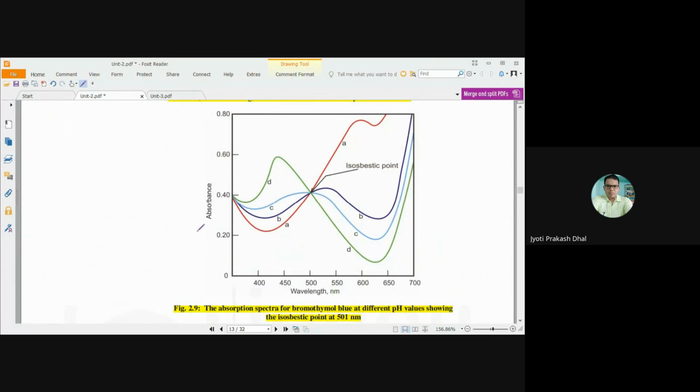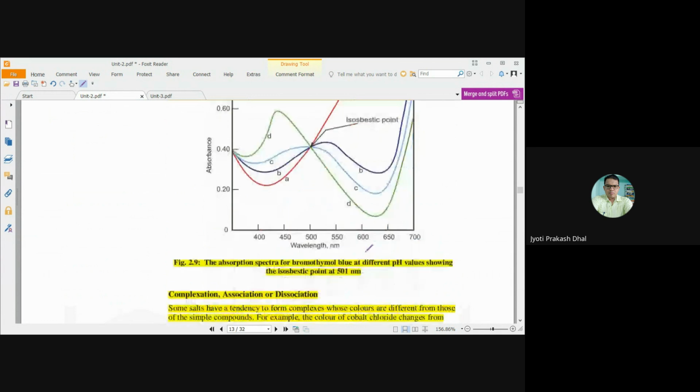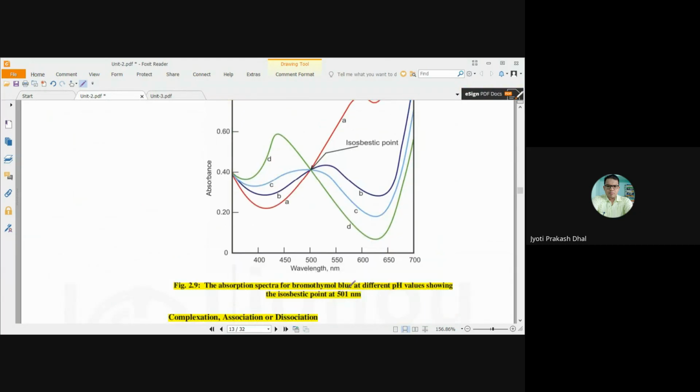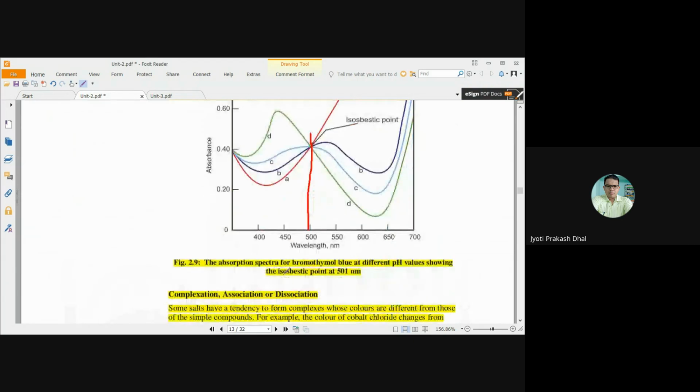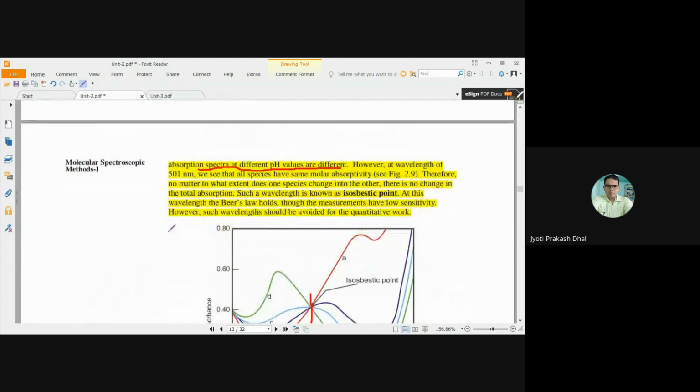That is one type of dye. This is the absorption spectra of bromothymol blue at different pH values, showing the isosbestic point at 501 nanometer. So at a wavelength of 501 nanometer, we see all the species have the same molar absorptivity.